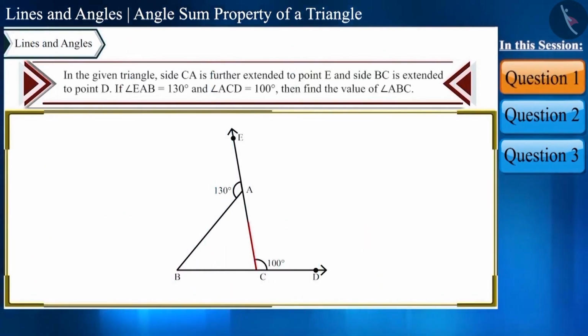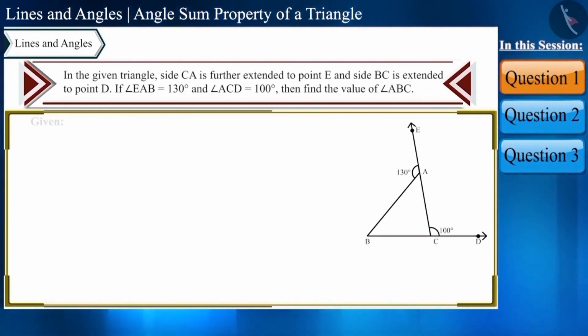In the given triangle, side CA is further extended to point E and side BC is extended to point D. If angle EAB equals 130 degrees and angle ACD equals 100 degrees, then find the value of angle ABC. Let us first look at the angles for which the values are given. Angle EAB equals 130 degrees and angle ACD equals 100 degrees. We have to find the value of angle ABC, and this is the solution.